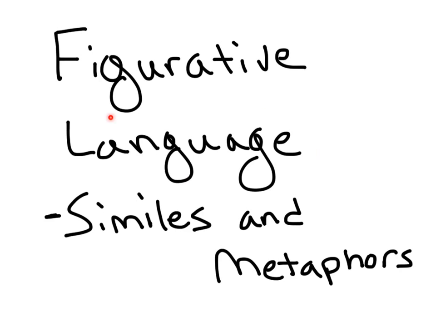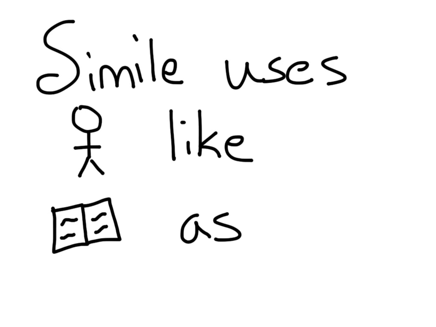So obviously we're going to talk about language. The two types of figurative language that we're going to focus on in this lesson are similes and metaphors. You've probably heard of similes and metaphors before, especially if you've ever studied poetry. So let's get into what they mean. So, a simile is when you compare two things using the words like or as.